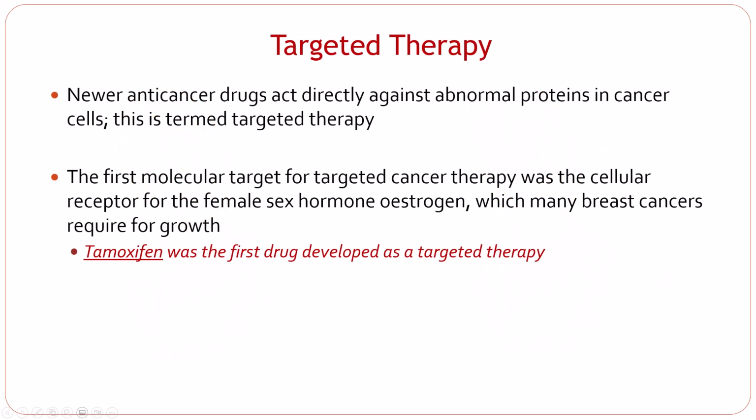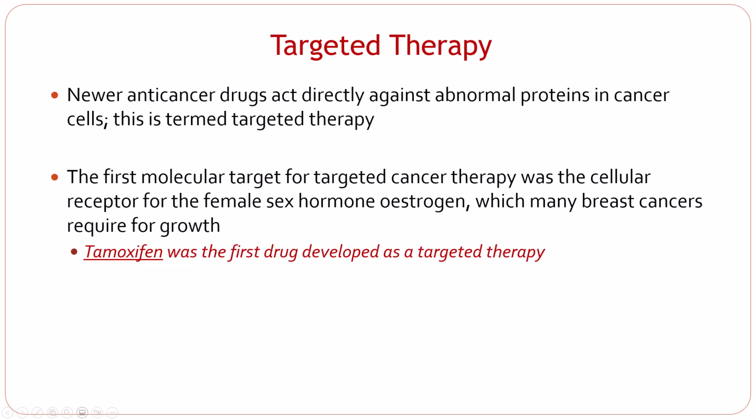Now there are newer anti-cancer drugs which act directly against abnormal proteins in cancer cells. And the first molecular target for targeted cancer therapy was the cellular receptor for the female sex hormone estrogen, which many breast cancers require to grow. Tamoxifen was the first drug developed as a targeted therapy. So this is a hormonal therapy plus a targeted therapy.